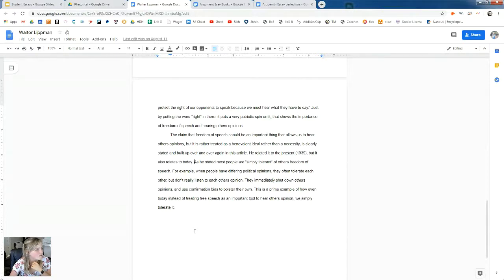As he stated, most people often simply tolerate others' freedom of speech. For example, when people have different political opinions, they often tolerate each other, but don't really listen to the other's opinion. They immediately shut down others' opinions and use confirmation bias to bolster their own. This is a prime example of how even today, instead of treating freedom of speech as an important tool to hear the other opinion, we simply tolerate it.